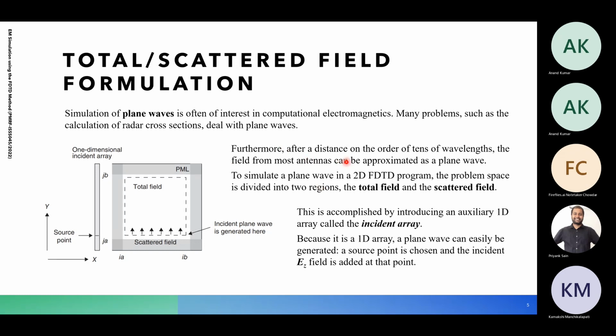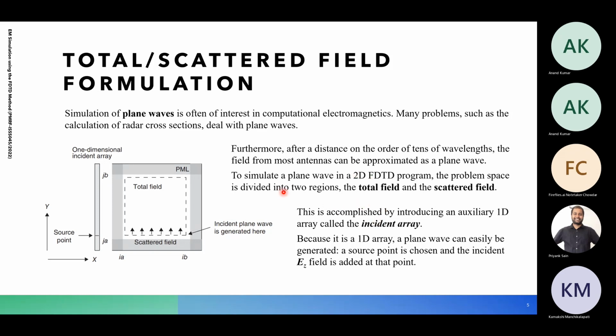So in the last class, we saw that some applications require total field and scattered field formulation, in which we have an object on which a plane wave is incident, and we want to see the scattering properties by that object. For example, in simulation of radar cross section, and in the far field, the field radiated by an antenna is also approximated to be a plane wave. So this simulation of plane wave in a 2D environment is simulated using the total field and scattered field formulation.